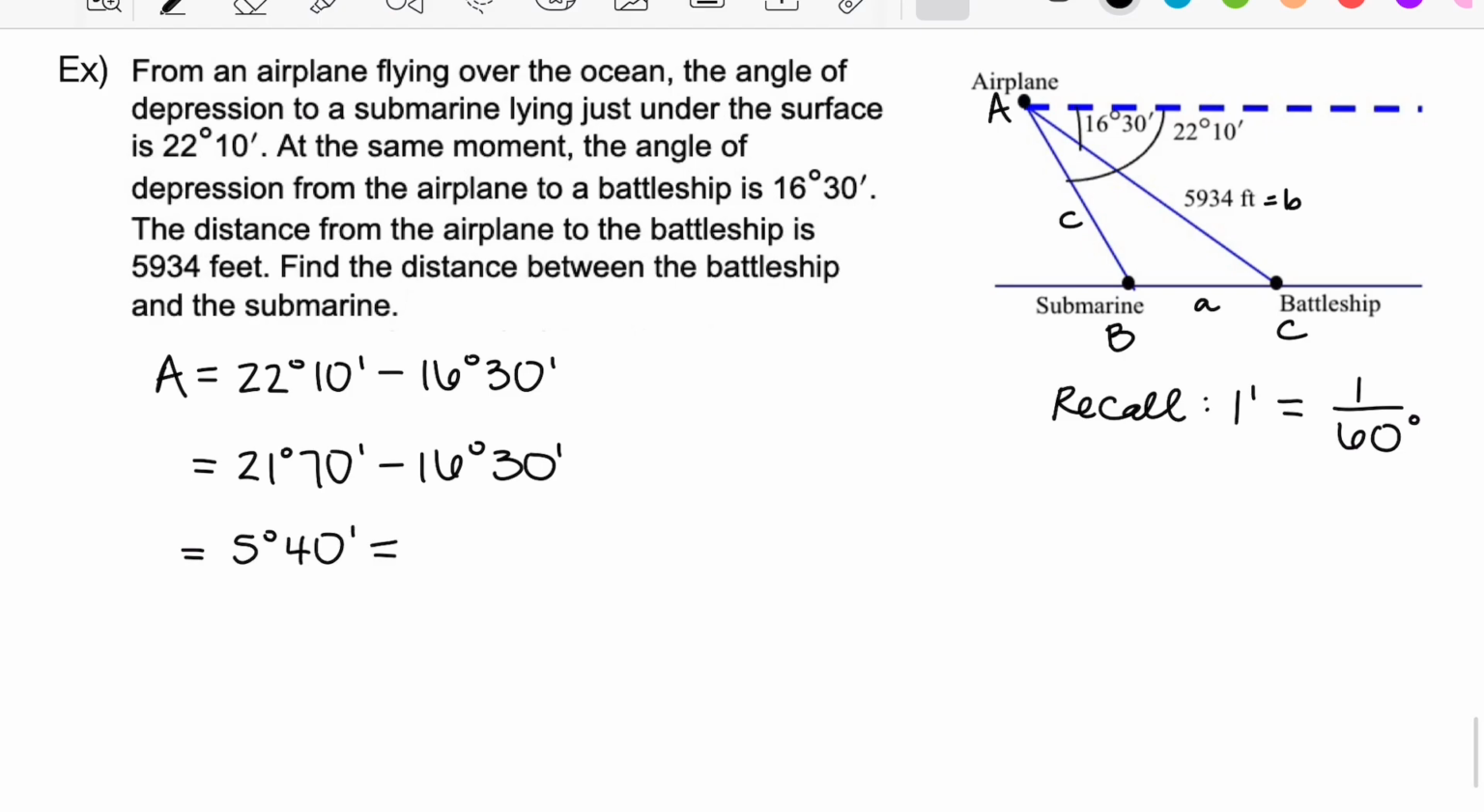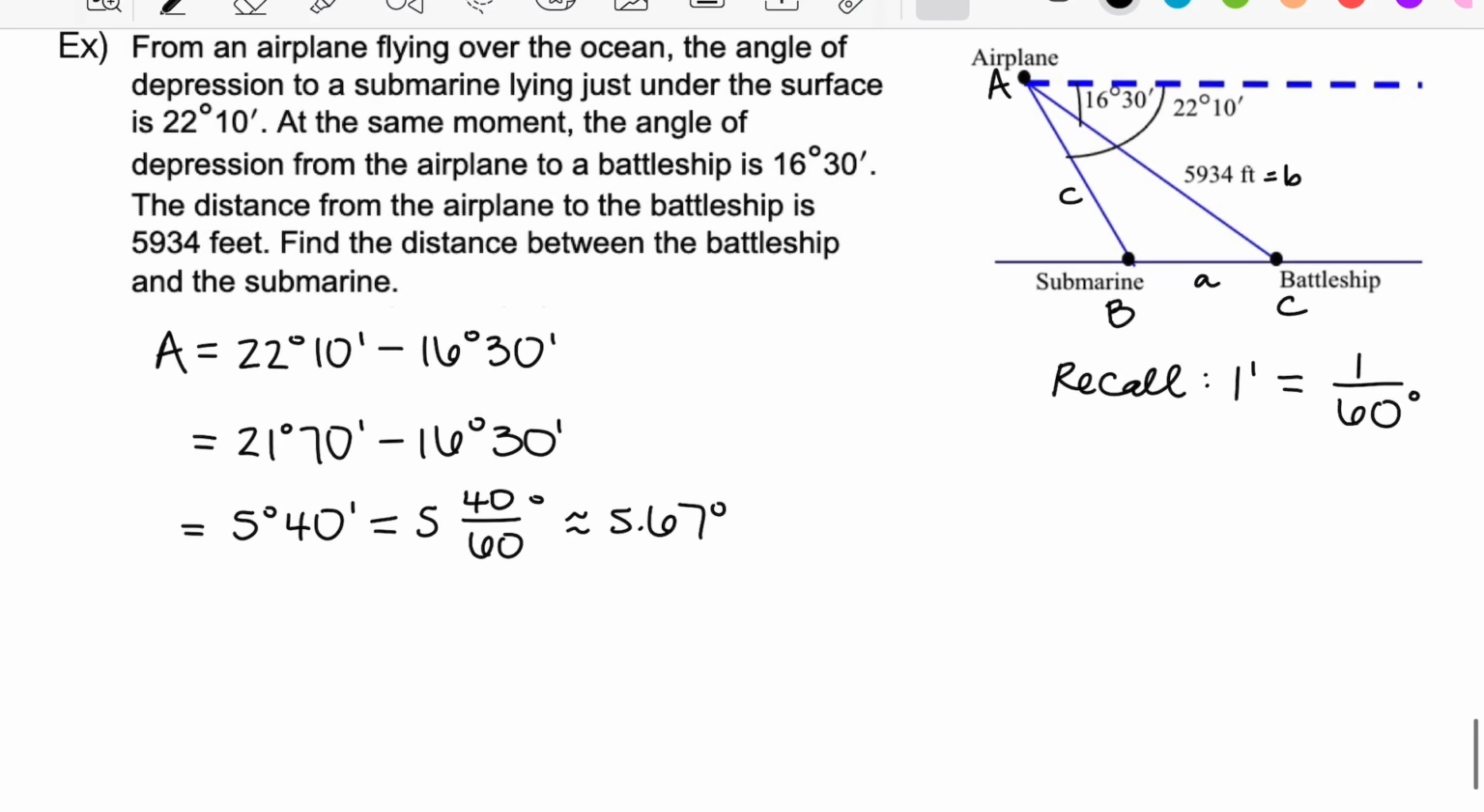And then to get an actual decimal value for this, we'll use this fact here. So this will be 5 and 40 over 60 degrees. And then plugging this into our calculator, this will be approximately 5.67 degrees.